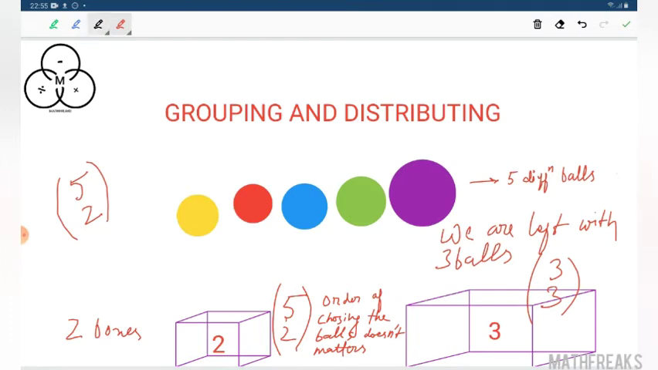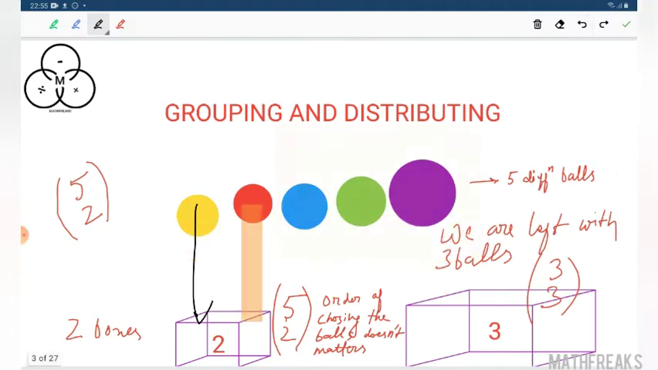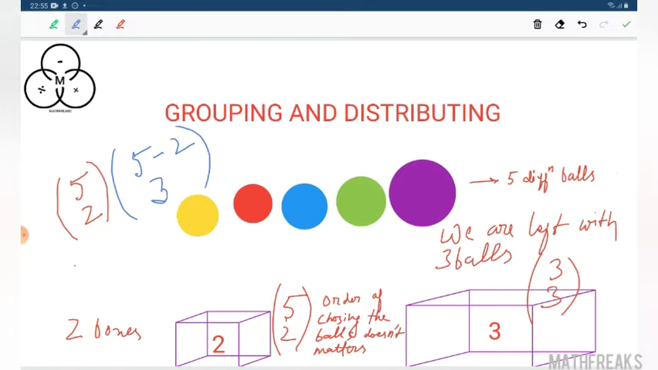Now, yellow ball here, red ball here, and the rest of the 3 balls here. So we can see whatever we choose here creates a difference here, and the net number of combinations formed are dependent on each other. So the cases are dependent. 5 choose 2 into 5 minus 2 choose 3, which equals 5 choose 2 into 3 choose 3. So this is how we are grouping or distributing them.